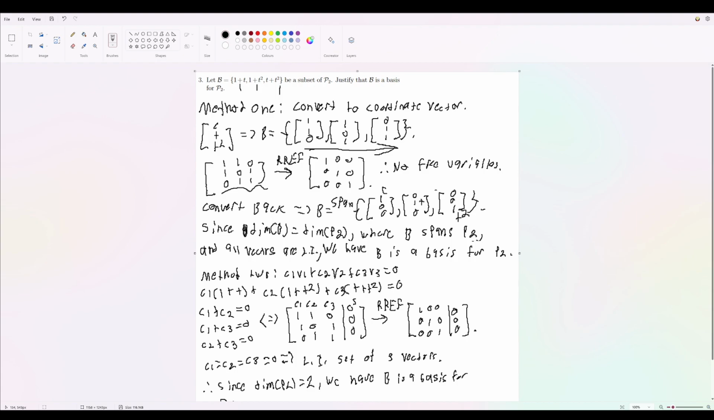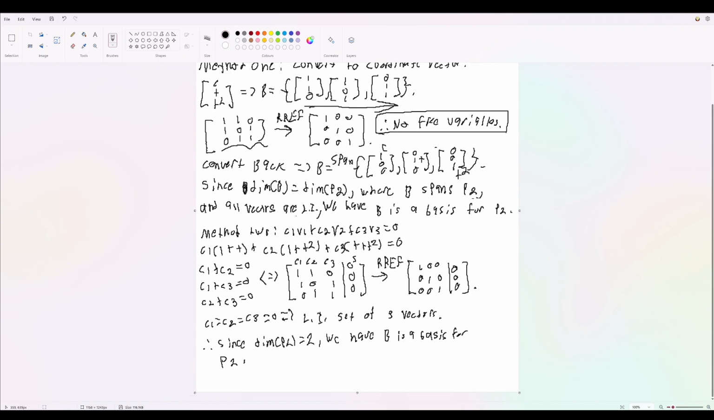So now we note, since dim B equals dim P2, where B spans P2 as I set up here, and all vectors are linearly independent, right? We cannot take any combination of these to form any of the other ones, and there are no free variables. Everything will be linearly independent if we have no free variables, which is why this method is just faster. So we have B as a basis for P2.